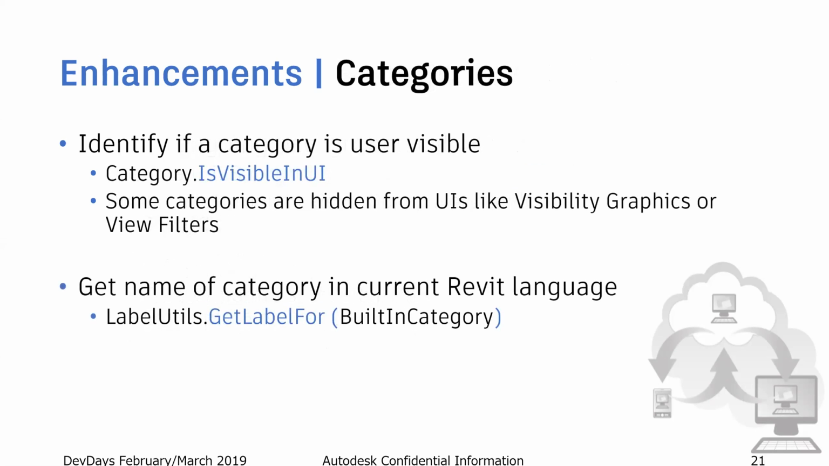In terms of changes to categories, we've now added a new property to categories to determine whether it is visible in the UI. So some categories in Revit are actually hidden from a lot of UIs, like visibility of graphics and view filters. Now you can determine that state through the API as well. And another enhancement that we've made for categories is getting the name of the category in the current Revit language. So rather than the English version, if you want to get the name of the category in French because that's the version that you're running, you can do that.